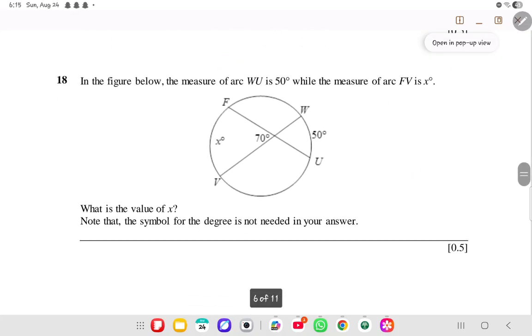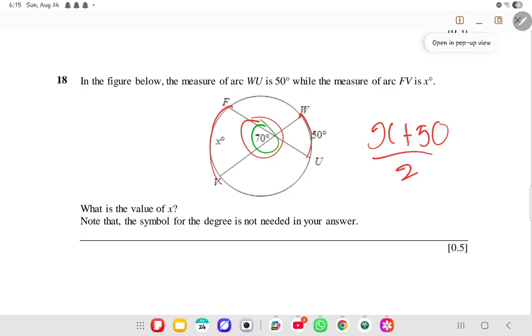In the figure below, the measure of arc WU is 50 degrees, while the measure of arc FV is x degrees. What is the value of x? Okay, so here, as you can see, we have that the angle is inside. Whenever the angle is inside, you need to remember this rule. Outside angle plus outside angle over 2 is equal to inside angle. So x plus 50 over 2, outside plus outside over 2, is equal to inside, which is 70. Move this to the other side. X plus 50 is equal to 140, so x is equal to 90.